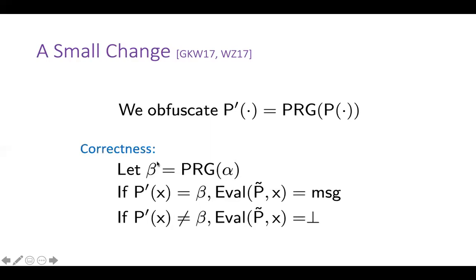And their scheme actually satisfies a slightly different correctness criterion than the previous one. Suppose beta equals PRG of alpha. Then the correctness criterion that this obfuscation mechanism satisfies is: if P prime of x matches beta, then the obfuscated program outputs the message. And if P prime of x is not equal to beta, then the obfuscated program outputs perp.